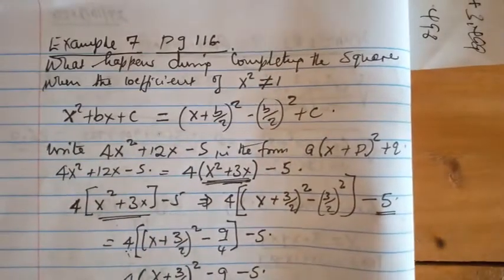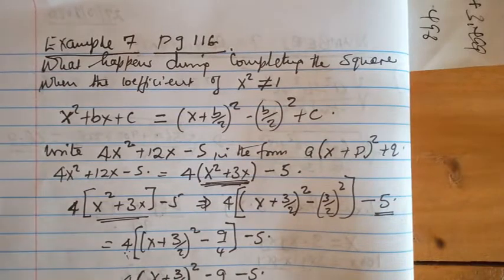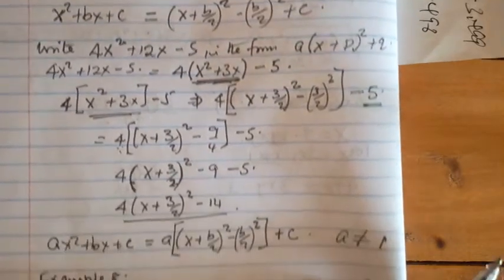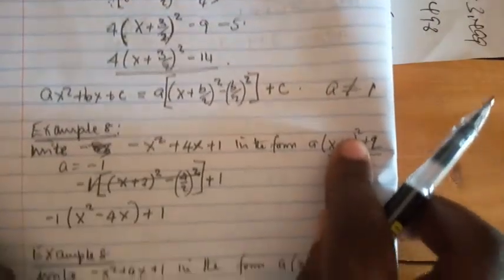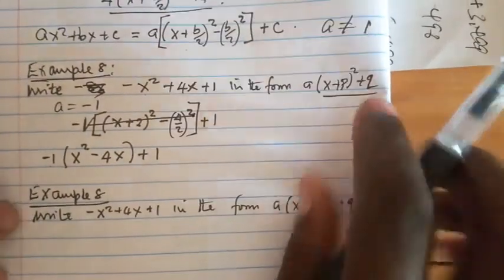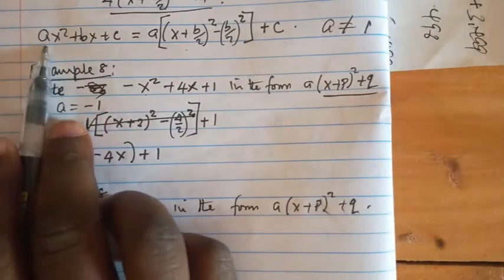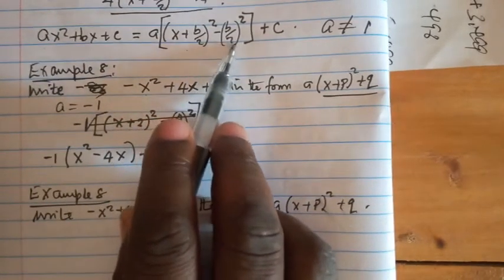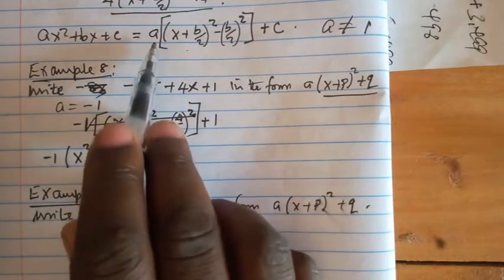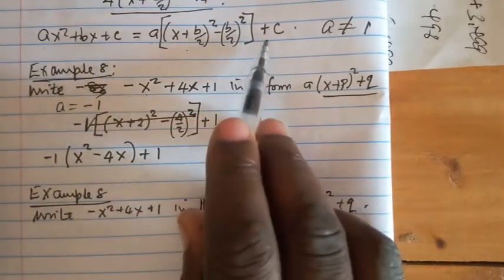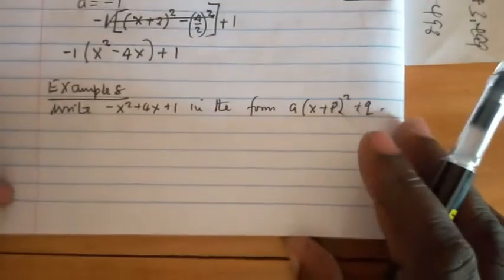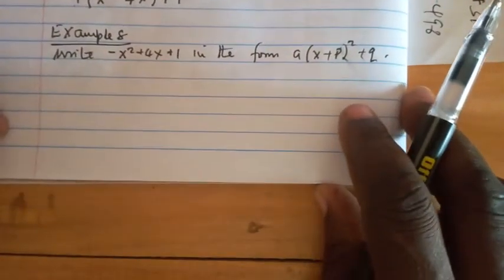Of course, we have been answering a question which is like this: what happens during completing the square when the coefficient of x squared is not equal to 1? And we have gone through example 7 and concluded generally that when a is not equal to 1, like in this case, we have a(x plus b over 2) squared minus b over 2 squared, and close the major bracket, and a affects all this. Of course, we bring on board c, but you have to take care of the sign in a very serious way.